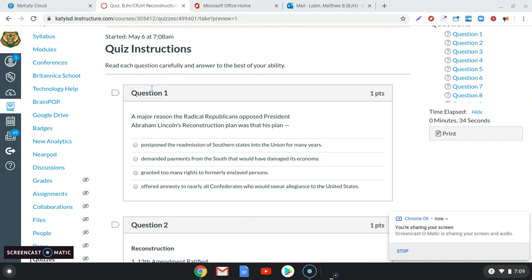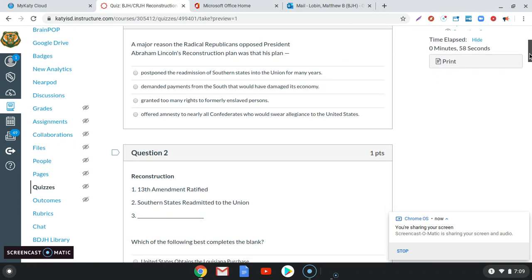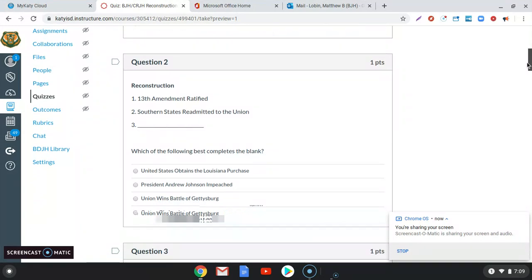Question 1. A major reason the radical Republicans opposed President Abraham Lincoln's Reconstruction plan was that his plan postponed the readmission of Southern states into the Union for many years, demanded payments from the South that would have damaged its economy, granted too many rights to formerly enslaved persons, or offered amnesty to nearly all Confederates who would swear allegiance to the United States.